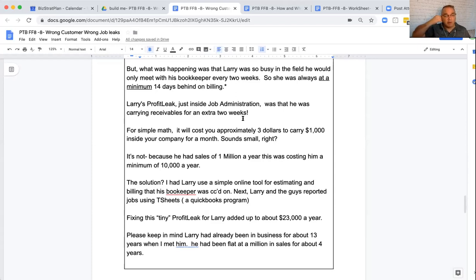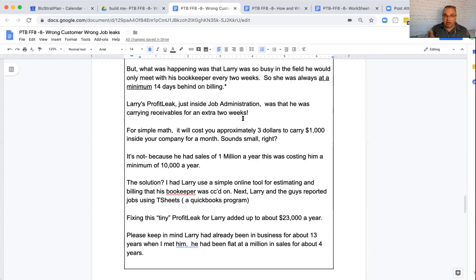So anyways, for the simple math, and I did very simple math, $1,000 at 4% interest, it's going to cost you about $3 a month to carry that. It doesn't sound like a lot, right? For every $1,000 at around 4% interest, doing simple interest, not compound interest calculation, which I really should have used a compound interest calculator. But for simple math, it's going to cost you $3 to carry $1,000 inside your company for a month. But it was a $1 million business. So it was costing him $10,000 a year. Is that worth chasing? And just wait.